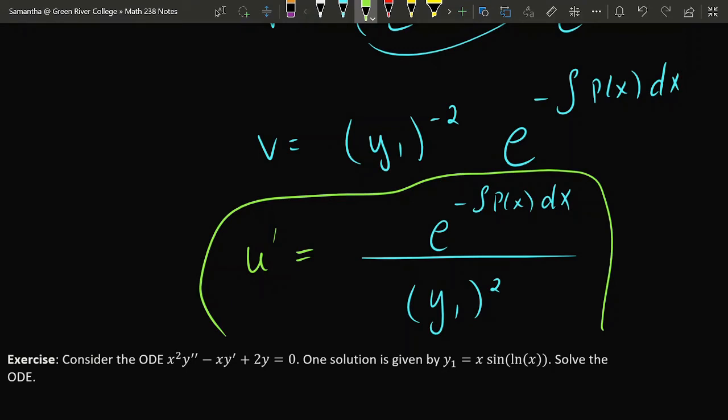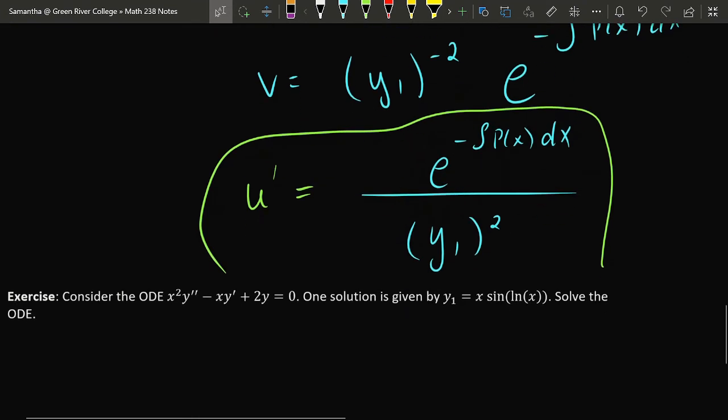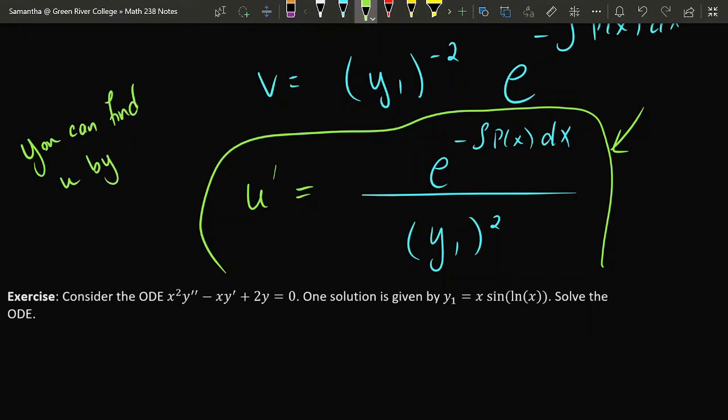So in sum, if you want to do the reduction of order shorthand formula, you start by writing your differential equation in a format where y double prime stands alone. Then you figure out the value of this expression on the right. That is equal to u prime. And finally, you can find u by integrating.